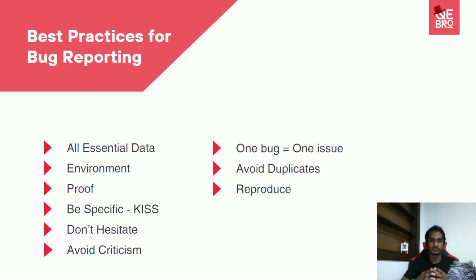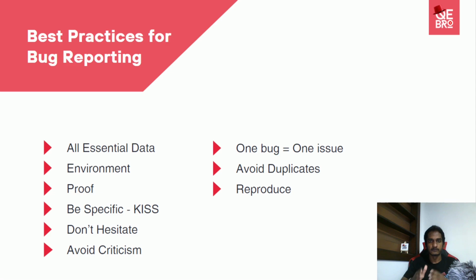Likewise, you need to make sure you report all this essential data in your bug report: the steps, the actual outcome, the expected outcome, then the data. Then the environment, as I mentioned, because if this bug is related to a cross-browser testing scenario, and the particular feature is working correctly on, let's say, Windows Chrome, but the issue is with Mac Safari.